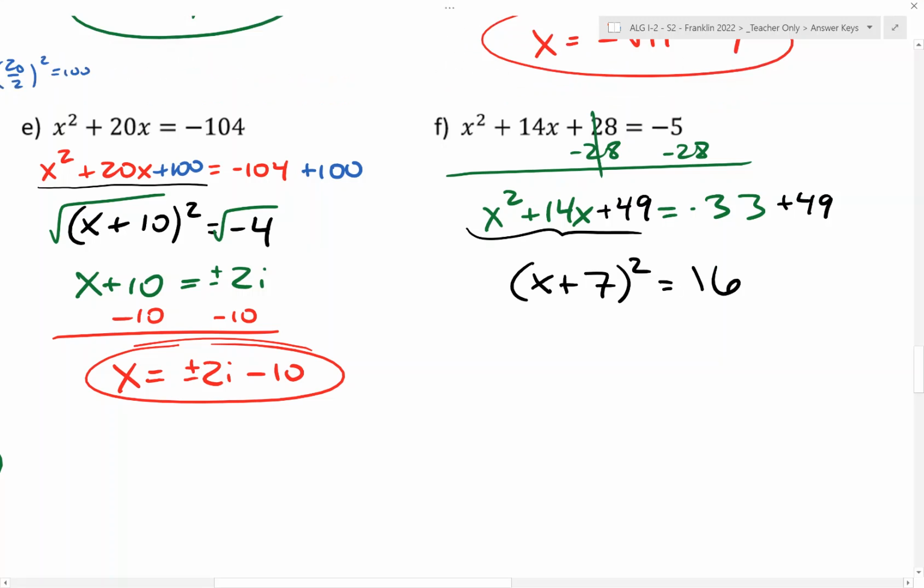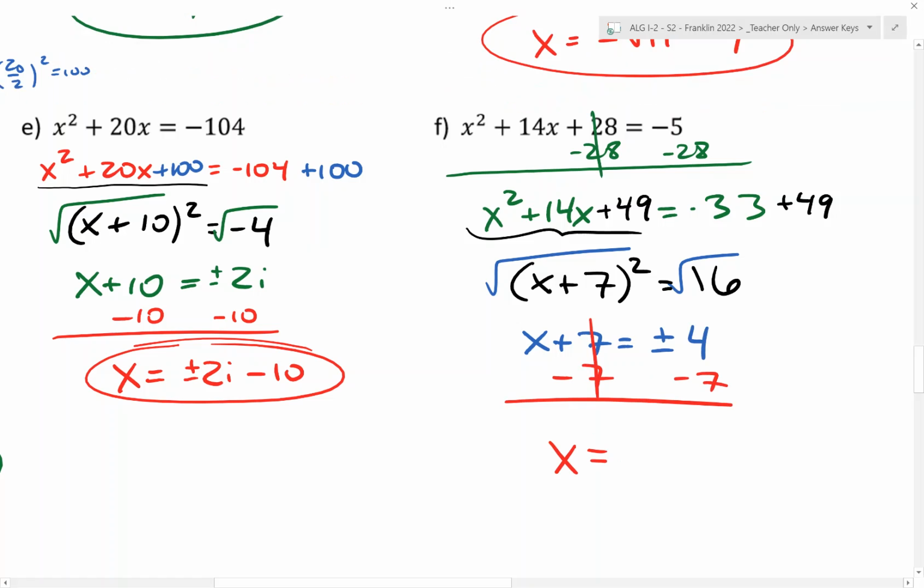That's nice. That is a perfect square. So when we take the square root, we get x plus 7 equals the positive and negative square root of 16, which is 4. And then minus 7. So x is equal to 4 minus 7 is negative 3, and negative 4 minus 7 is negative 11.